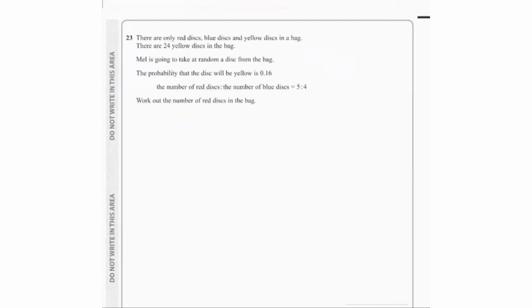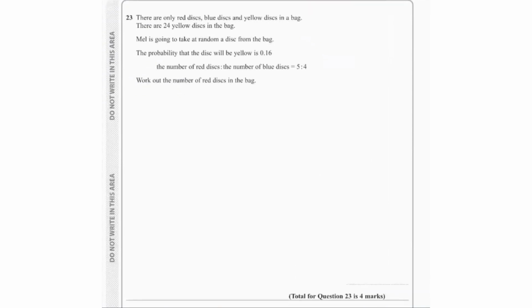Question 23 says there are only red discs, blue discs, and yellow discs in a bag. There are 24 yellow discs in the bag. Mel is going to take at random a disc from the bag. The probability that the disc will be yellow is 0.16. The number of red discs to the number of blue discs is 5:4. Work out the number of red discs in the bag.